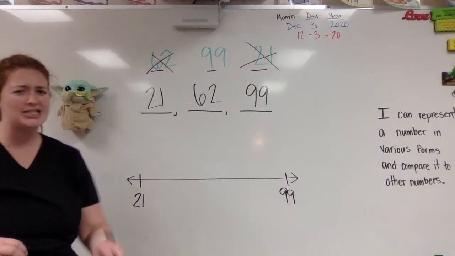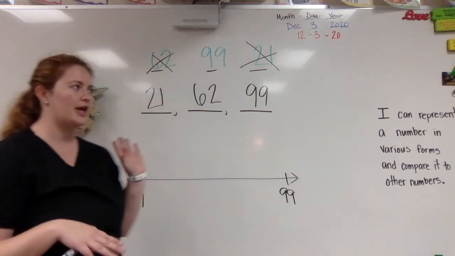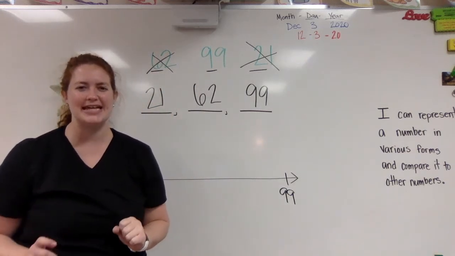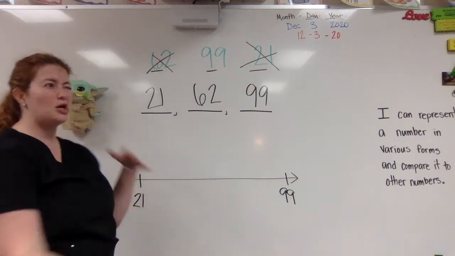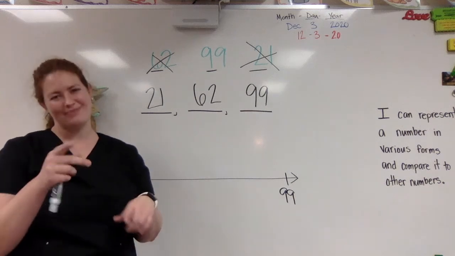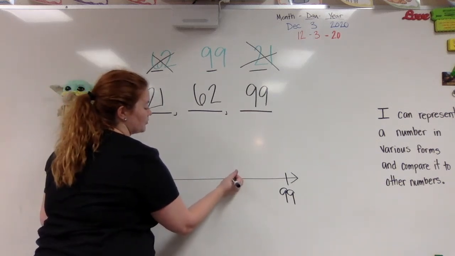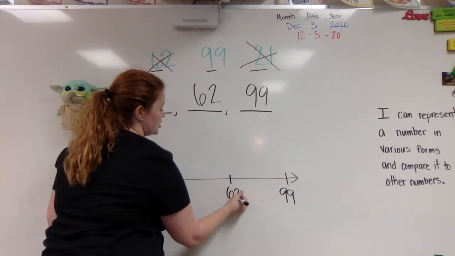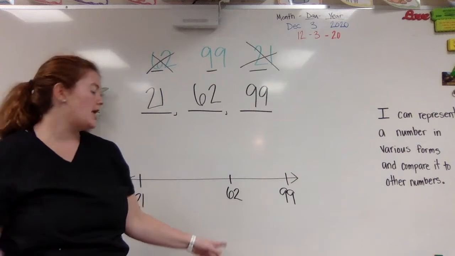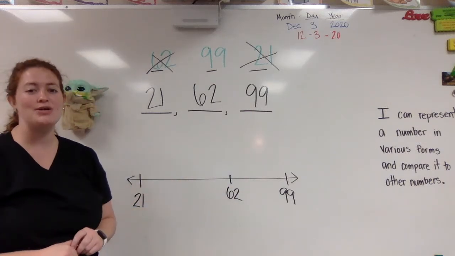Well, 21 has 2 tens and 99 has 9 tens. Okay, 2 tens and 9 tens. The number I still have has 6 tens. Is 6 tens closer to 2 tens or 9 tens? Yeah, it is closer to 9 tens. So I'm going to put my number right here, 62, because it's not really right beside 99, but it is closer to 99 than 21.